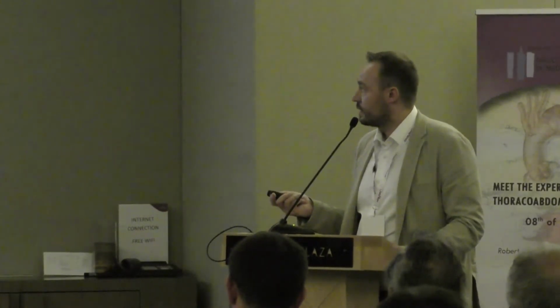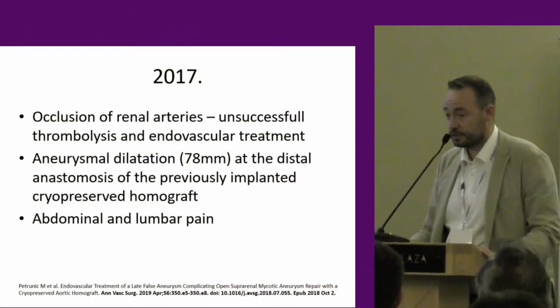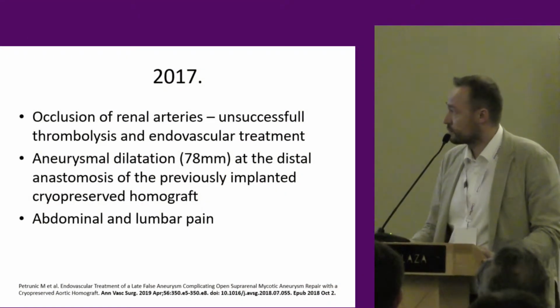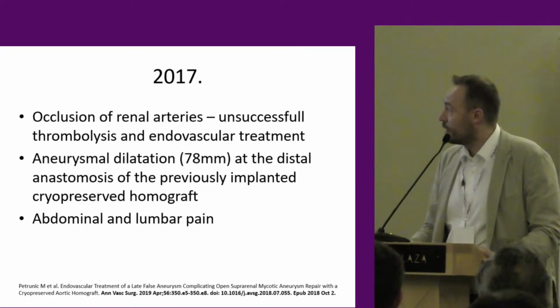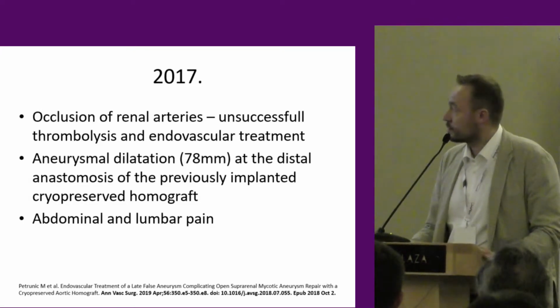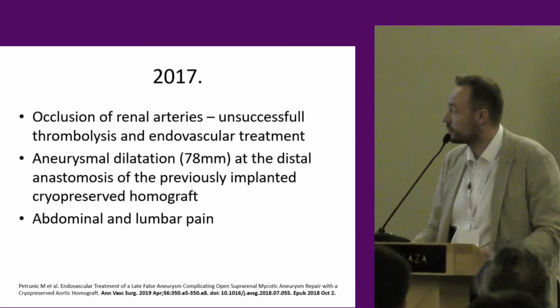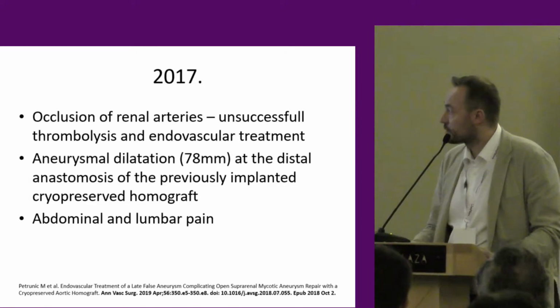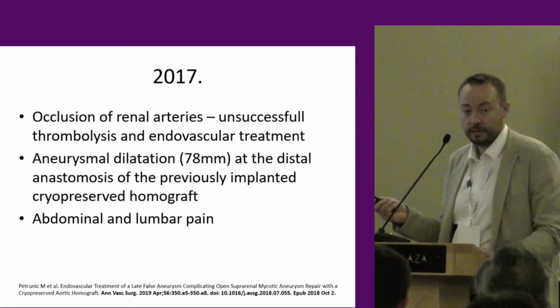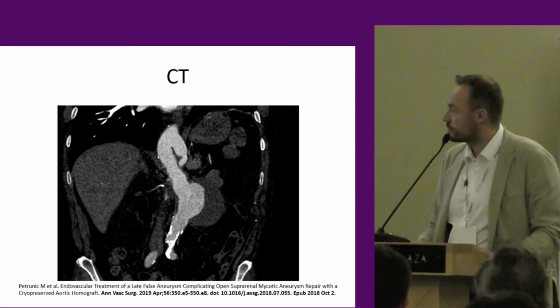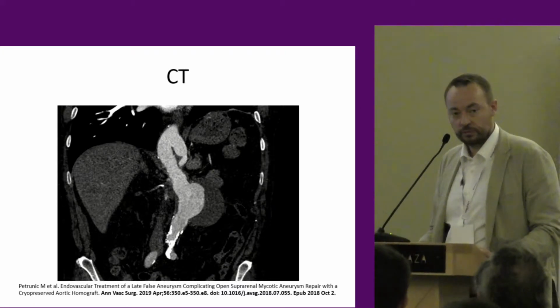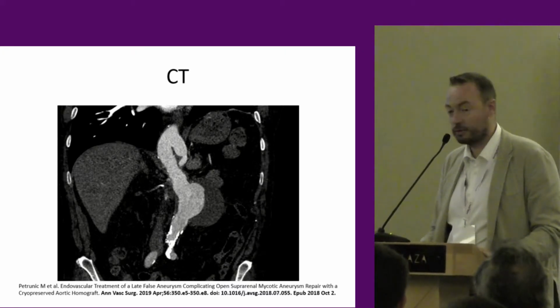Okay, that was a couple of years ago, and then the patient in 2017 was admitted to a local hospital with the acute occlusion of renal arteries. They tried unsuccessful thrombolysis and endovascular treatment. And he was sent to our hospital a couple of months later with aneurysmal dilatation at the distal anastomosis of the previously implanted cryopreserved homograft and abdominal and lumbar pain. And that's the CT about 4 years later. What do you do now?